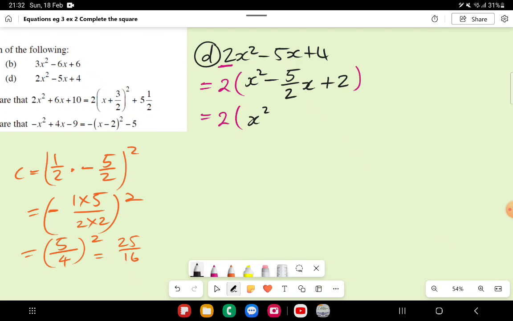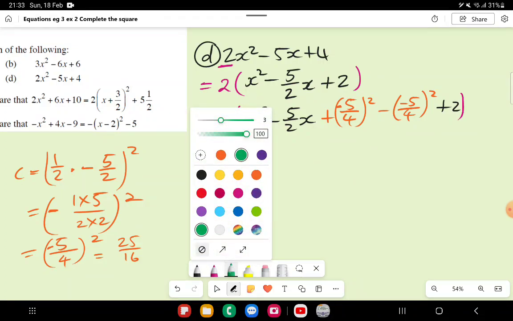Okay, so now I know I'm going to say minus 5 over 2x. My orange is going to be plus 5 over 4 squared minus, sorry, it should be negative 5. Minus negative 5 over 4 squared plus 2, close the pink bracket.